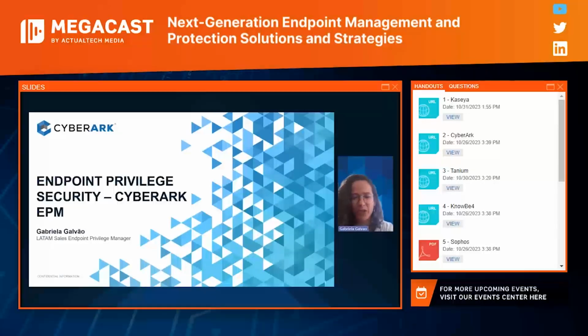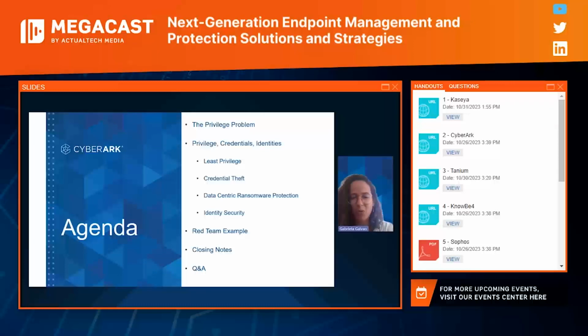And today we prepared for you a quick presentation about why this is such an important topic and why you should have a solution like EPM in your organization. So really quickly, here's our agenda. We're going to talk about the privilege problem. Then we're going to talk about how to solve it with a few strategies that not only CyberArk, but Gartner has been talking about for the past years. Then I'll bring you an example from our red team on a customer of theirs that I wanted to share. Closing notes, and then we're going to open up for Q&A.